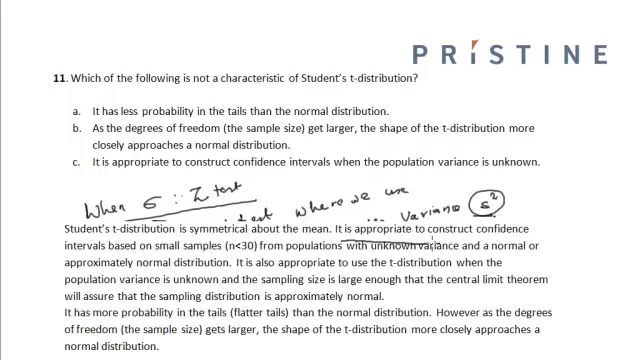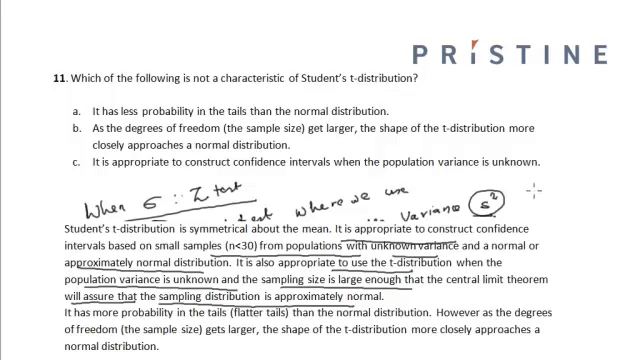It is appropriate to construct the confidence interval based on small samples from the population with unknown variance. So the population variance is not known, and a normal or approximately normal distribution. It is also appropriate to use the t-distribution when the population variance is unknown and the sample size is large enough so that the central limit theorem will assure that the sampling distribution is approximately normal.